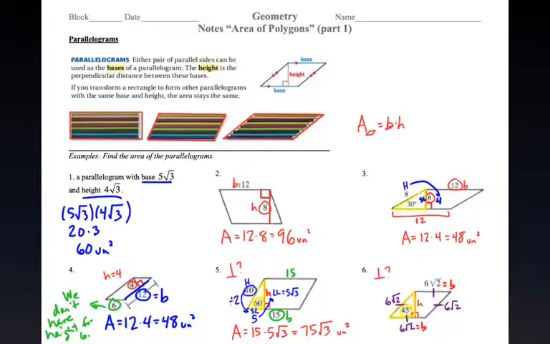That's a 45, 45, 90 triangle. The hypotenuse is 6 square root 2. So our height that we've got to go calculate is going to be 6 square root 2 divided by square root 2, which is 6. So 6 square root 2 times 6 gets us 36. So that should say square root 2 units squared. Sorry about that.